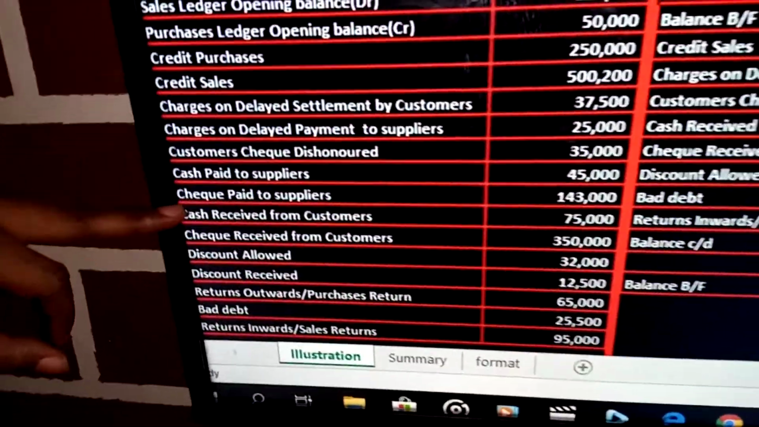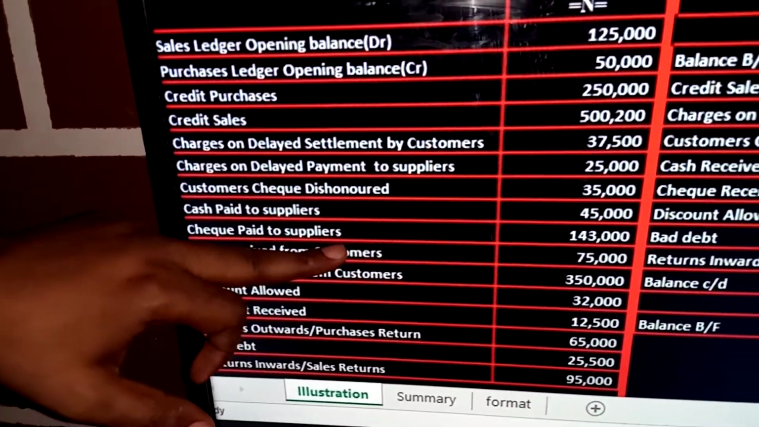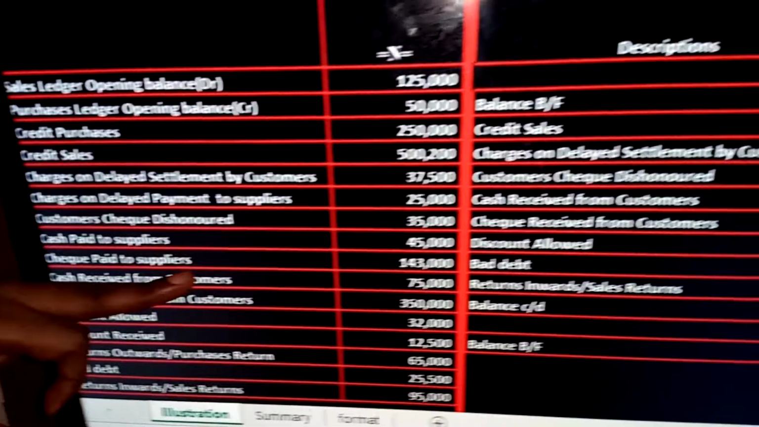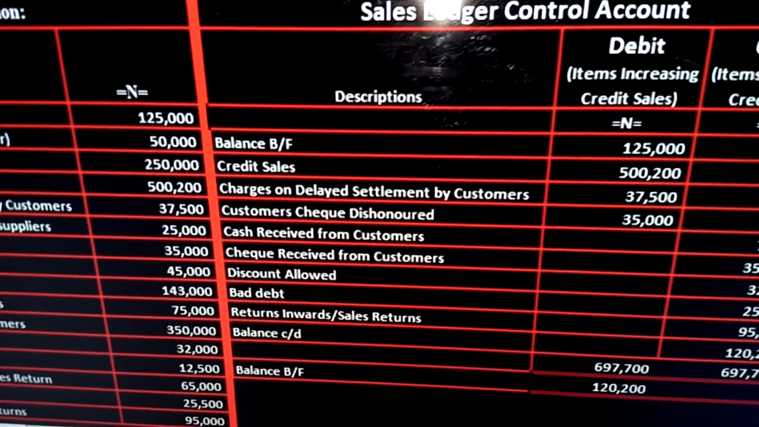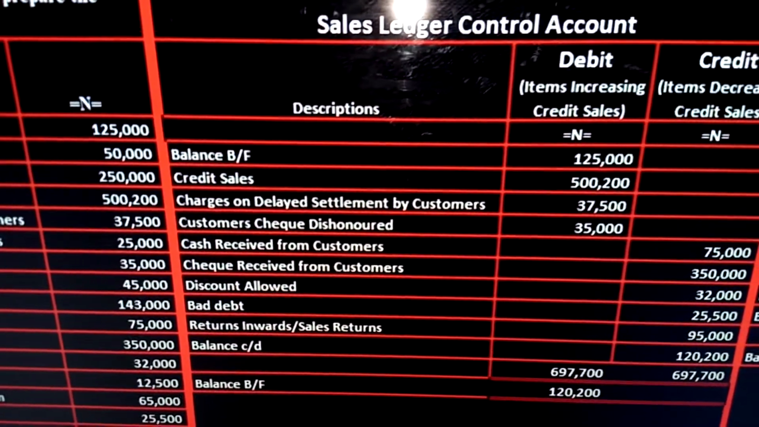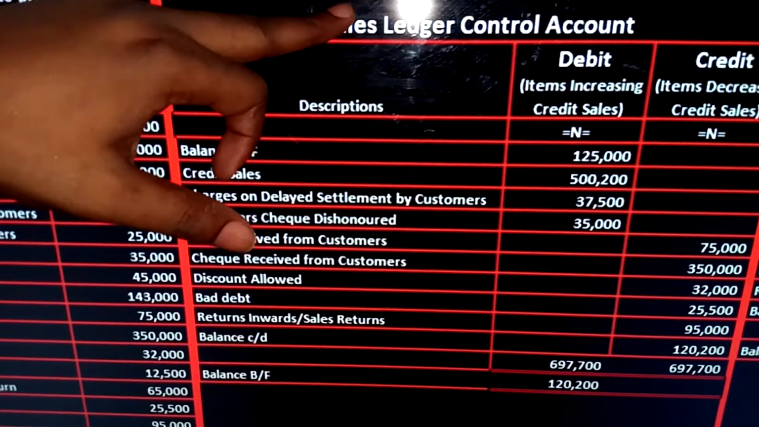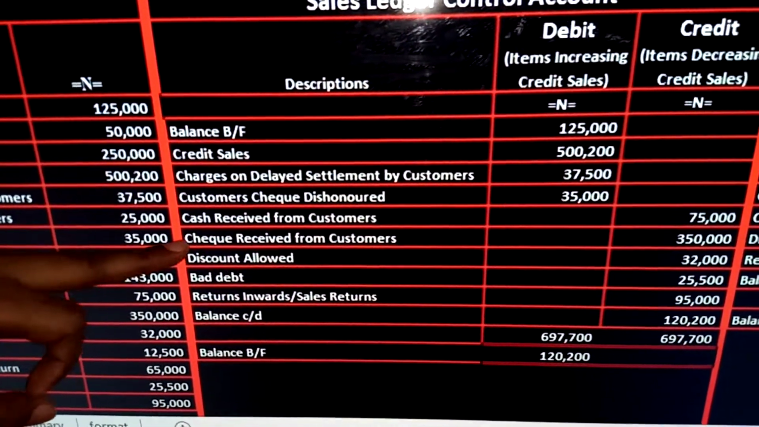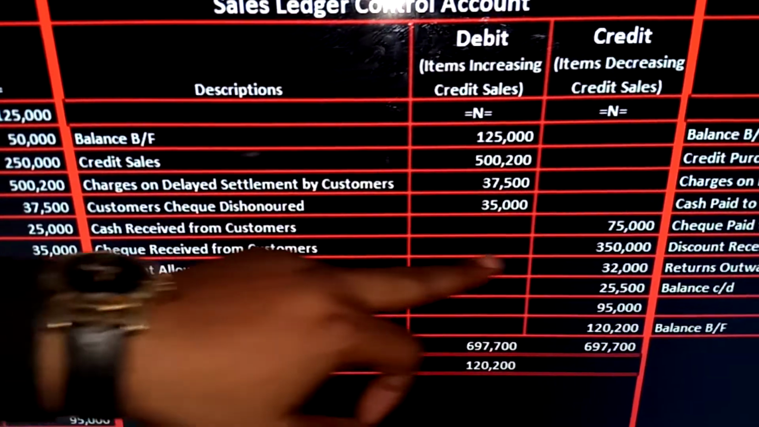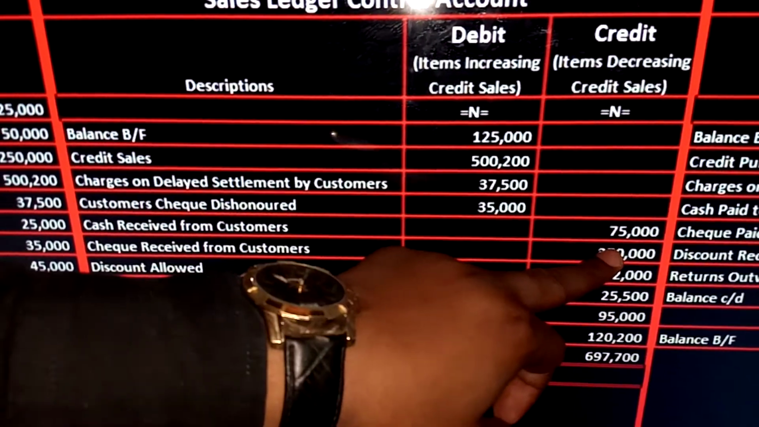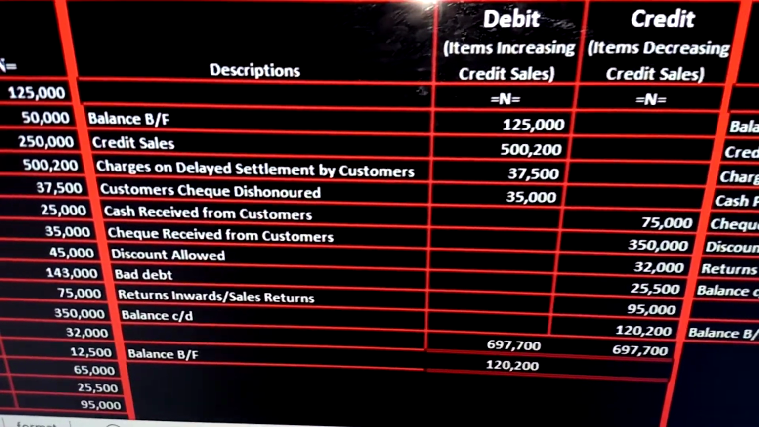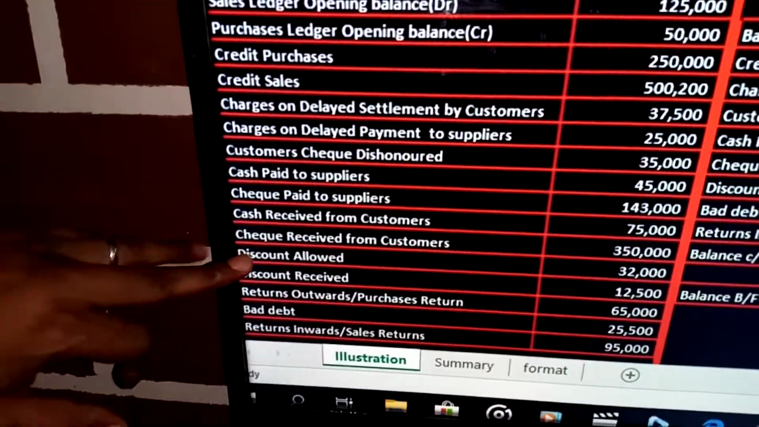Next one is check receipt from customers. Customers are related to what? Sales. So you're reducing what debtors are owing the business. So we have sales ledger control accounts. We have check receipt from customers. Okay, can you see that? 350,000.